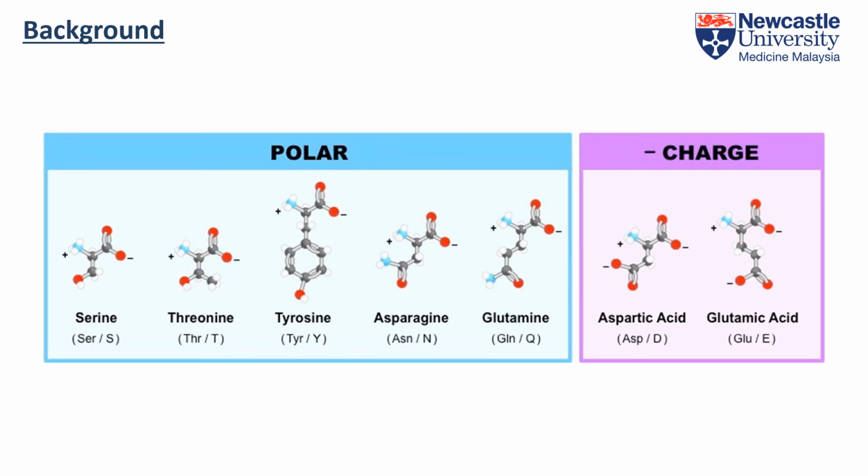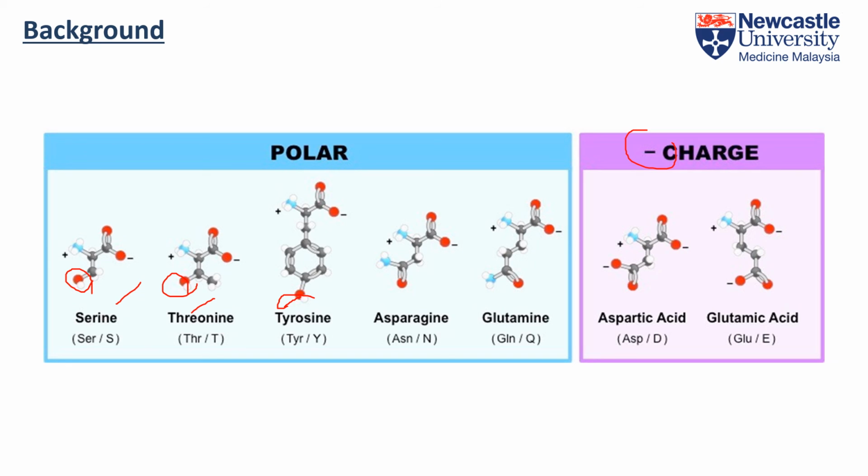Or it could be polar, such as in the case of serine, threonine, and tyrosine, where you have the hydrophilic side chains that comes with an OH group. Or sometimes the amino acids could be negatively charged, which means again the net charge is negative.